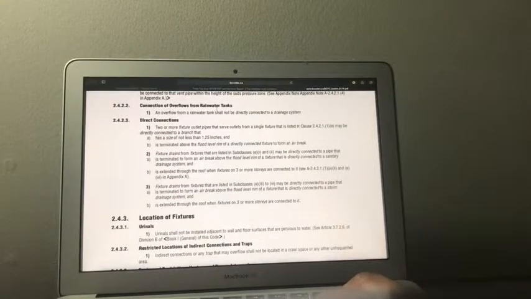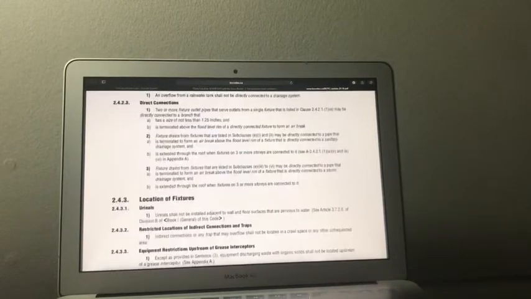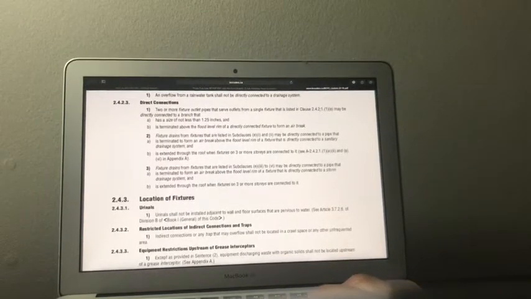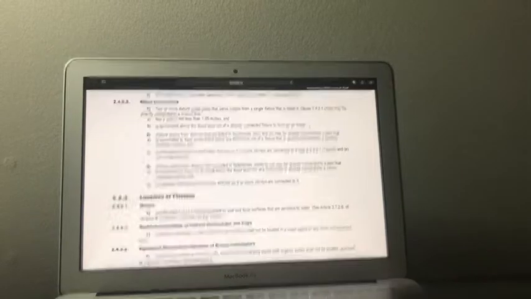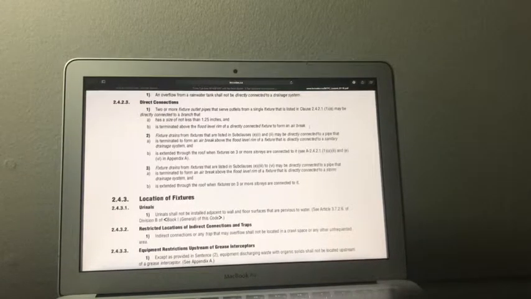Connection of overflows from rainwater tanks we're not going to read about. Direct connections we are. 2 or more fixture outlet pipes that serve outlets from a single fixture listed in clause 2421. Obviously indirect connections we're talking about. Well, it's from connections to a sanitary drainage system, but we're talking about these indirectly connected fixtures. May be directly connected to a branch that has a size of not less than 1.25 inches and is terminated above the flood level rim of a directly connected fixture to form an air break. So what are they talking about there?